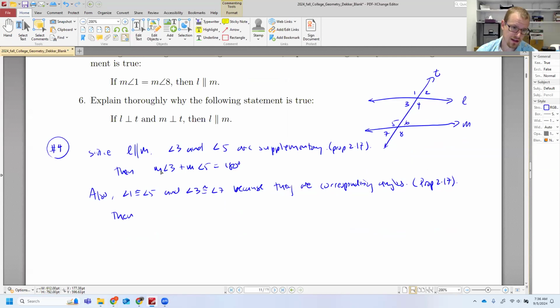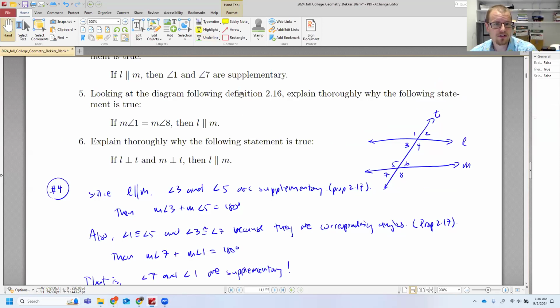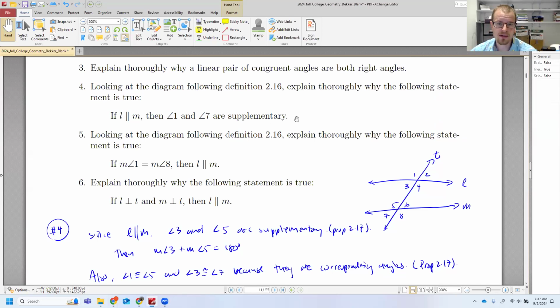Well, that tells us that the measure of angle 3 can be replaced with the measure of angle 7, and the measure of angle 5 can be replaced with the measure of angle 1. And these are still equal to 180 degrees. That is, angle 7 and angle 1 are supplementary. And that's exactly what we wanted to show: that angle 1 and 7 are supplementary.